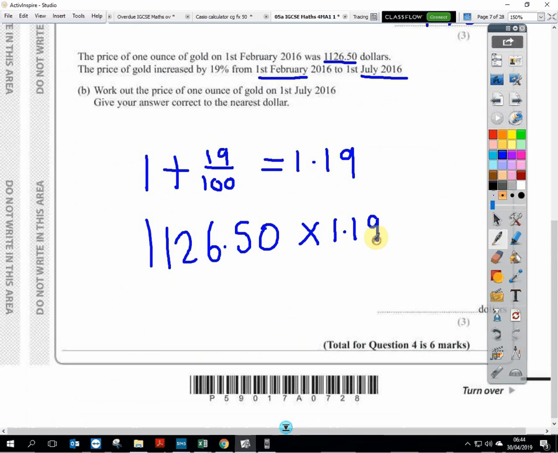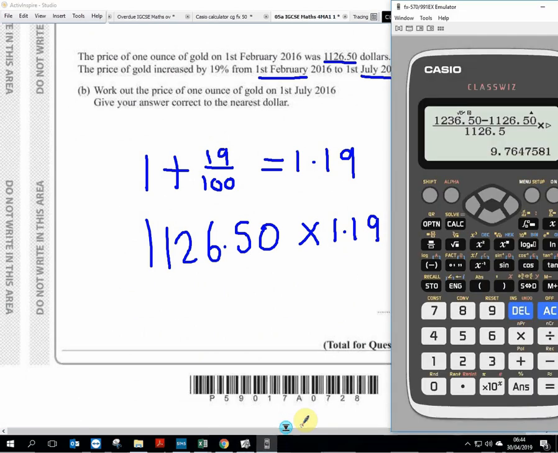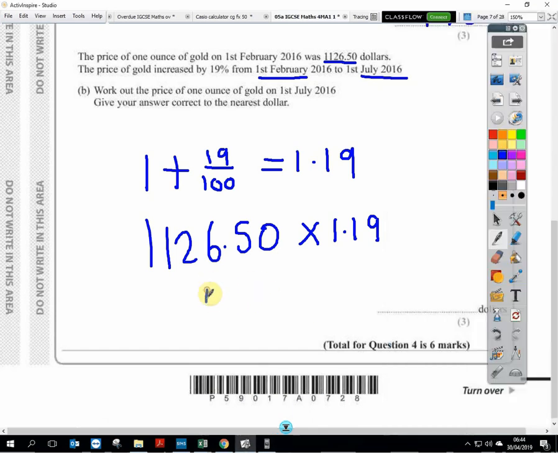So if we multiply by 1.19, let's do that, 1126.50 times 1.19. We've got 1,340.535. Okay, and let's give your answer correct to the nearest dollar. So that's 1341.